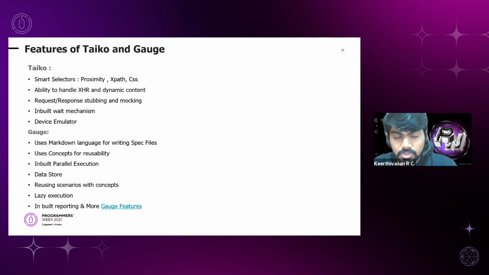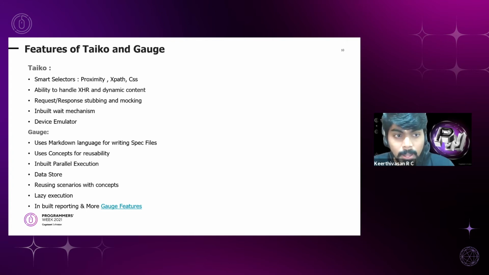Now coming on to the features of Taiko and Gauge. Taiko, as I said earlier, has smart selectors, like proximity selectors. You can relate proximity selectors to Selenium 4, where you have relative selectors, which are mentioned as to the left or to the right of something. It doesn't mean you can't use CSS or XPath. It even supports XPath and CSS, but more prominently, people using Taiko and Gauge go for the proximity selectors, which are way easier for identifying elements and reduce failures if the XPath is not available or is hidden.